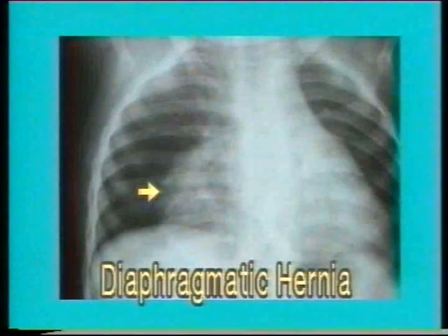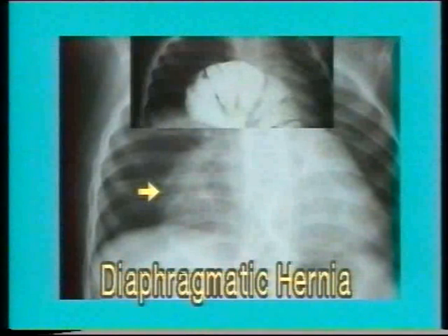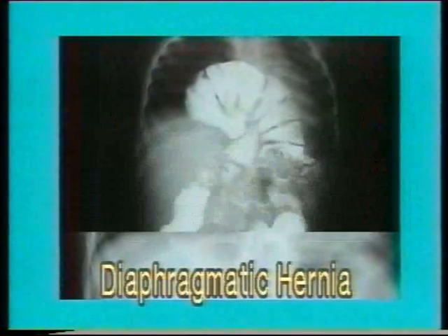This X-ray shows an opacity at the right cardiophrenic angle with convexity upwards. This is likely to be a diaphragmatic hernia, as we saw in the section on mediastinal masses. A barium meal shows that the colon is herniating through the diaphragm and is lying in the mediastinum and chest, confirming that this is a diaphragmatic hernia.